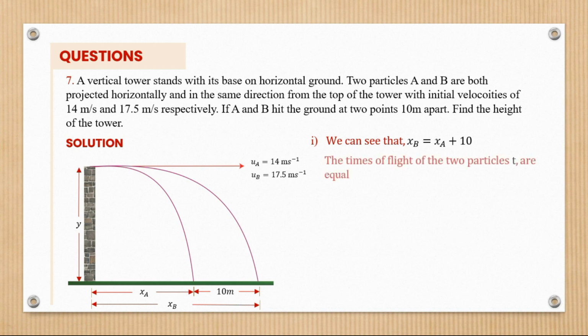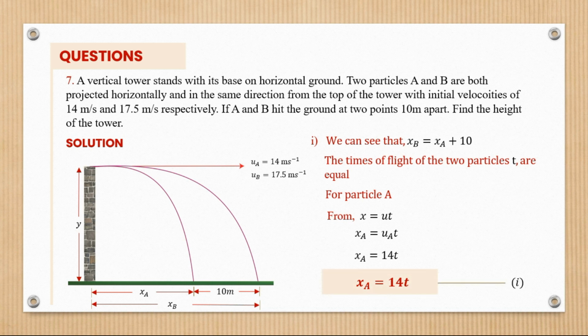So from the question you can see that the times of flight of the two particles, T, are equal. So the particles actually land at the same time. So for particle A, let's deal with particle A. From x is equal to ut, we can have XA being equal to UA times t. So therefore XA shall be equal to 14t, because we know what UA is. And therefore we can have this as our first equation, that XA is equal to 14t.